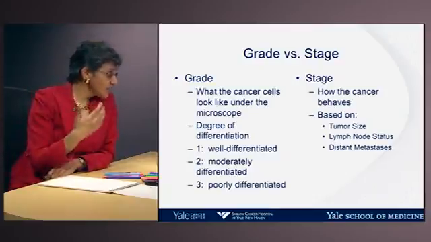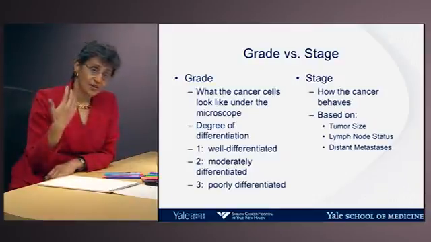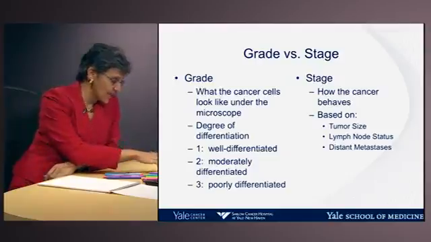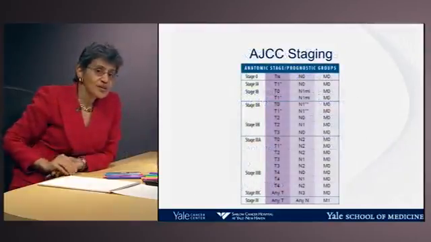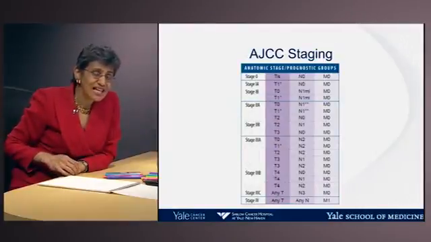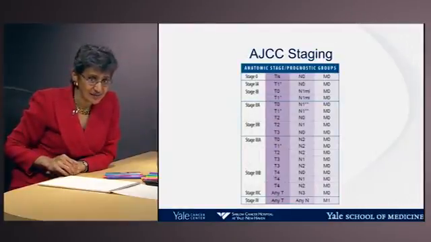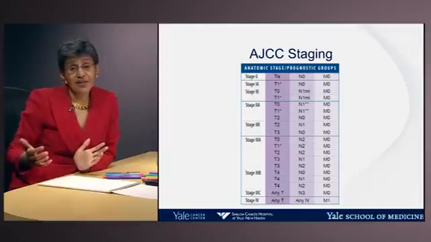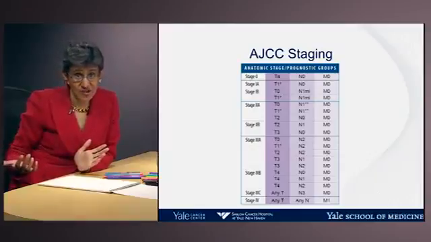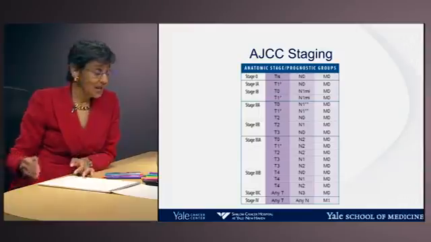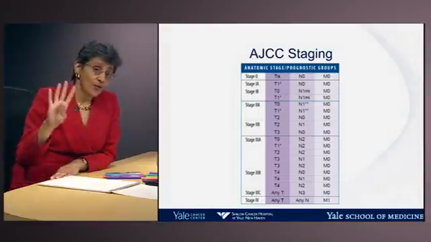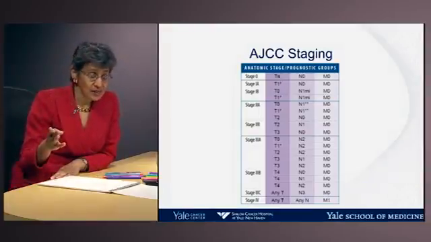So, grade is what the cancer cells look like under the microscope. Stage is how the cancer behaves. In terms of stage, we use a classification called the AJCC staging system. This is the American Joint Commission on Cancer, and they stage all kinds of cancers. For breast cancer, there are 4 stages, as for most cancers.